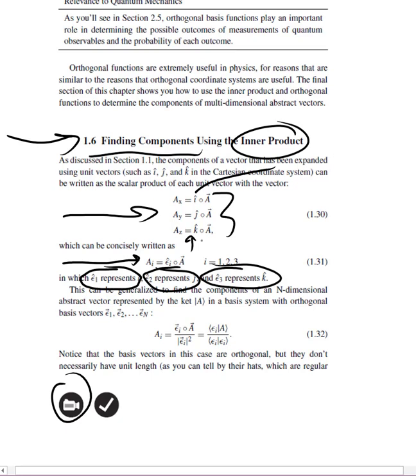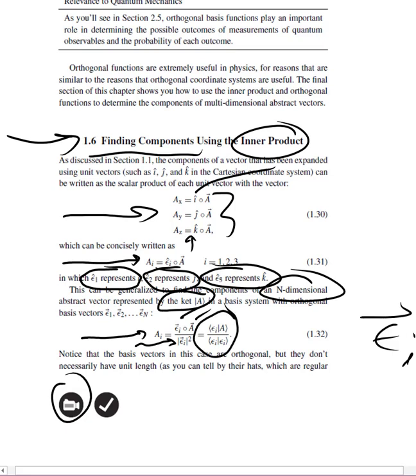The good news is the same technique works if you have a generalized or an abstract n-dimensional vector, which we're going to represent by ket A. So here's the components of that thing. Notice we're taking each basis vector, which we've called epsilon sub i. Notice, by the way, that this is a little arrow hat over epsilon sub i rather than a caret hat. We're dotting each of those basis vectors into A, and we're dividing by the square magnitude of the basis vector. In Dirac notation, that looks like this.